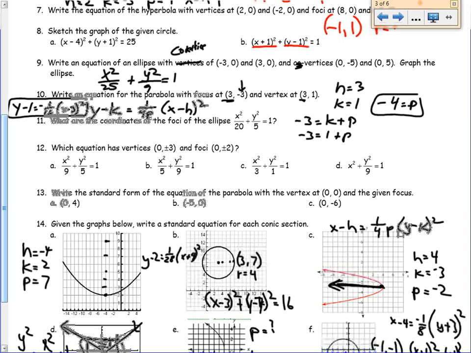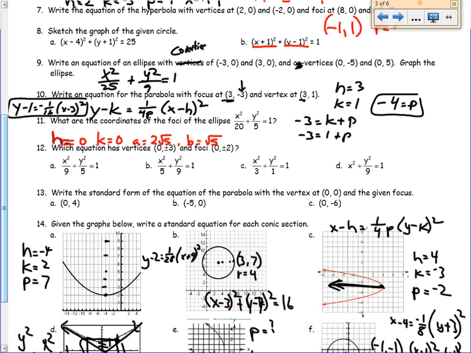Which equation has the coordinates of the foci, number 11 here, of the ellipse? Again, guys, nowhere on the page does it say, tell me what H, K, A, B, and C are. Guys, that's what you got to understand. Even though it doesn't say list that stuff out, list it out. H is 0. K is 0. A is the square root of 20, which is 2 square root of 5. B is the square root of 5. And this is an ellipse that's going to open around the x-axis.